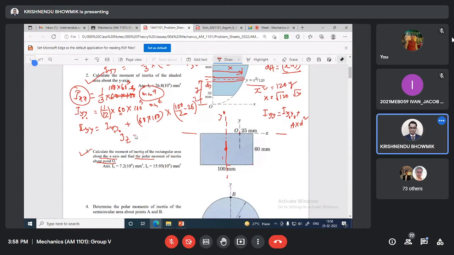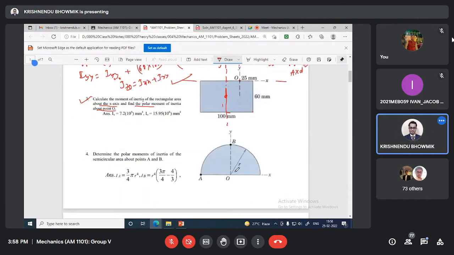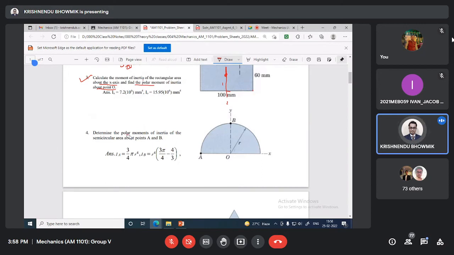Iz will be Ixx plus Iyy. Iz with respect to O, Izo. Actually, we have already converted here, correct? So you can get the value. This is done. Number 4: determine the polar moment of inertia of the semicircular area about points A and B.